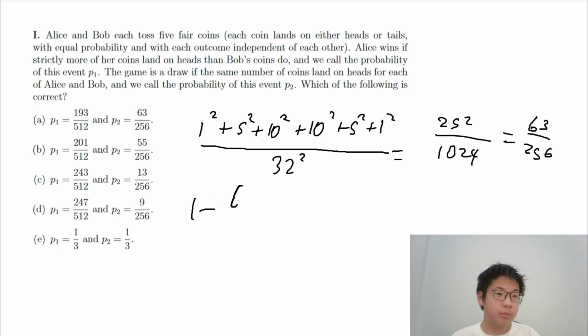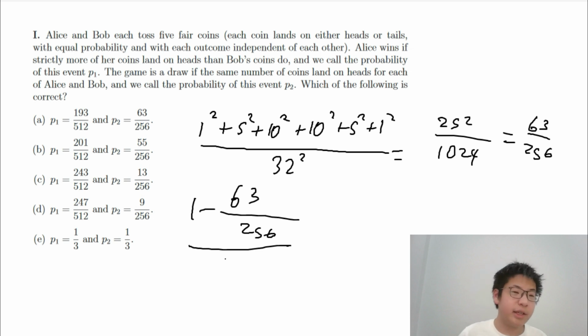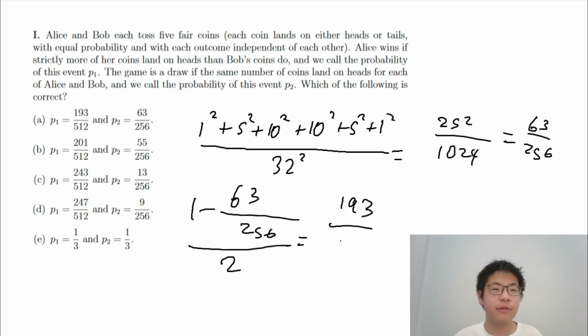So the probability of Alice or Bob winning is basically the same. So it's a 50/50 chance of Alice or Bob winning, assuming that a draw doesn't occur. So (1 minus 63 over 256) over 2 will result in the probability that Alice wins or Bob wins, depending on who's counting. So we have 193 over 512. So the correct answer is A.